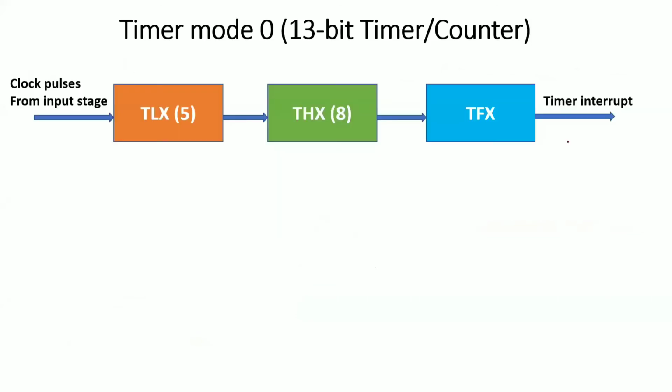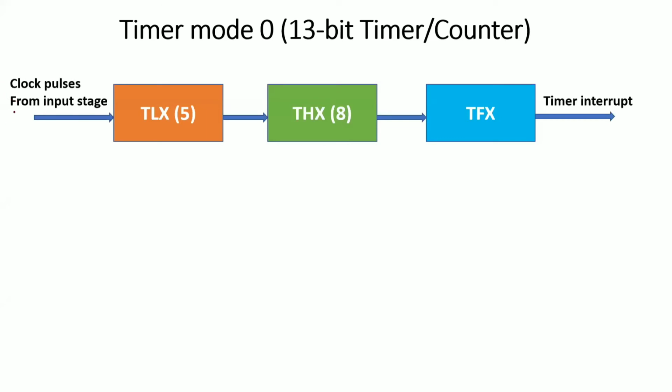Mode 0 is your first mode. Mode 0 is also known as 13-bit timer or counter mode. So why does it get the name 13-bit timer or counter? Now see here, this is your timer mode, and these are your timer stages. Whatever we have discussed previously in this diagram becomes your circuit.